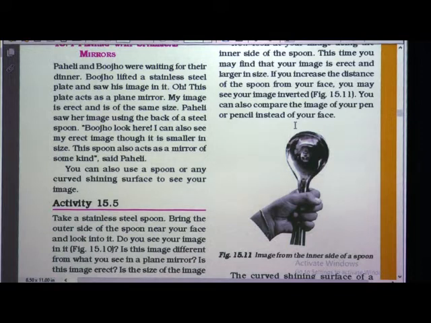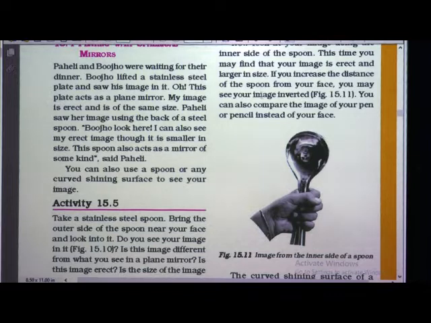So, like Bujo and Paheli, you all can also perform this activity. Whatever stainless steel utensils are there at your home, you can take these utensils one by one. It means you can take a plate first, then a spoon, then a bowl, and then you can observe your images in these utensils, on the back surface and on the front surface also. So, next it is the activity 15.5.